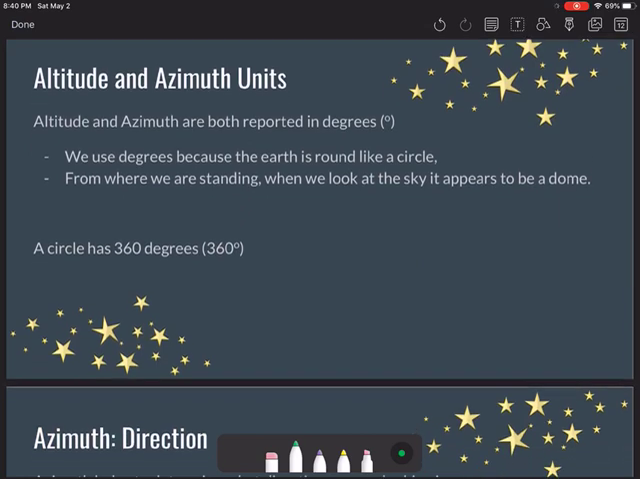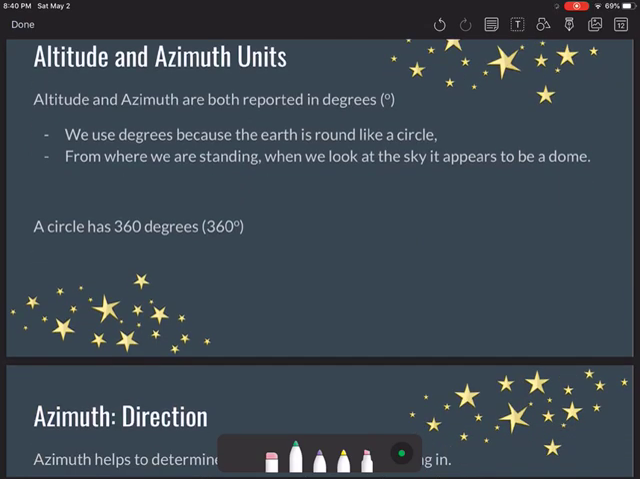Altitude and azimuth are both values that are reported in degrees. We use degrees because the Earth is round like a circle, and circles are measured using degrees. From where we're standing, we look at the sky and it appears to be a dome. So we have all of these circular figures that we're going to be using. Since a circle has 360 degrees, that is the unit that we use when we're reporting our altitude and azimuth units.